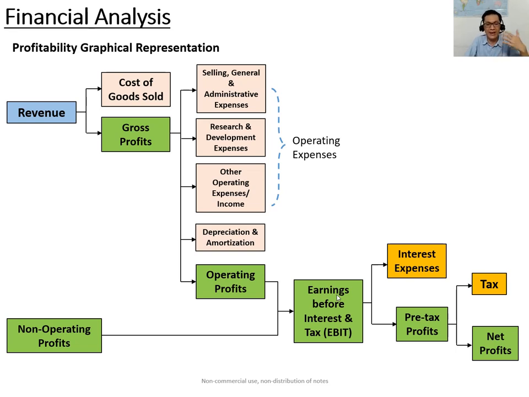Some companies also borrow loans from the bank. Because of that, they need to pay the interest on the loan. So they need to incur these interest expenses. So EBIT minus interest expense, we get the pre-tax profits. Of course, company need to pay government tax. So pre-tax profit minus tax, we get net profits. So the net profits is the bottom line of the income statement.